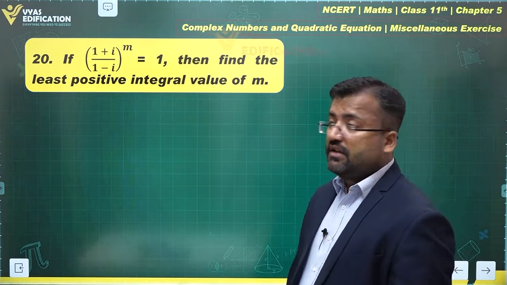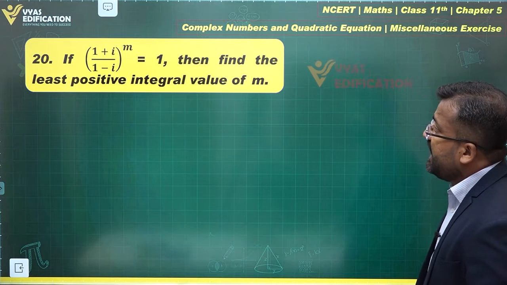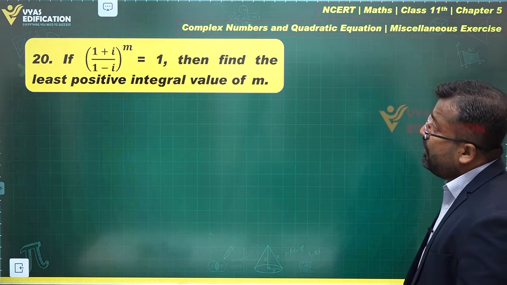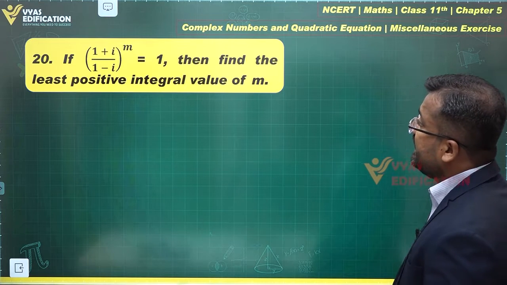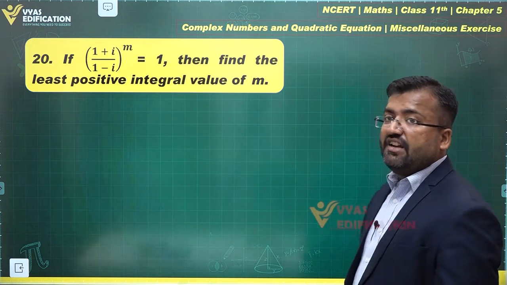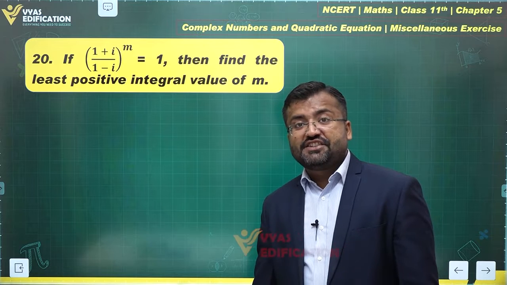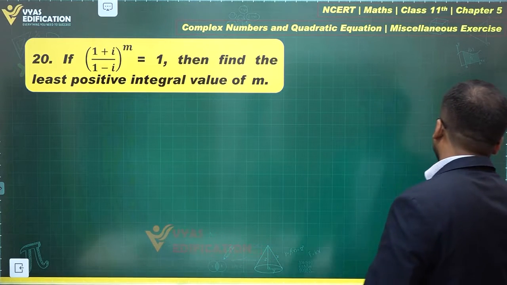Let's take a look at this one. 20th. If (1 + i)/(1 − i) whole power m is equal to 1, then find the least positive integral value of m. Very interesting. Least positive integral value of m.